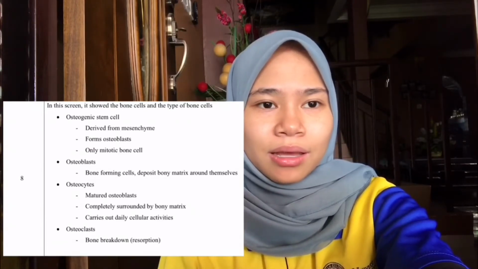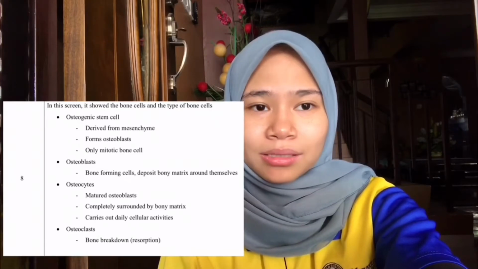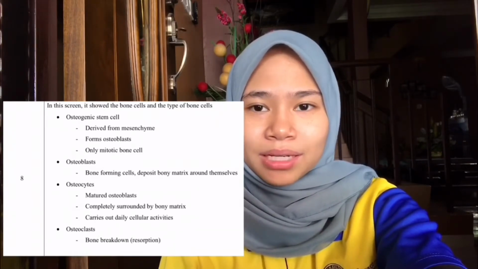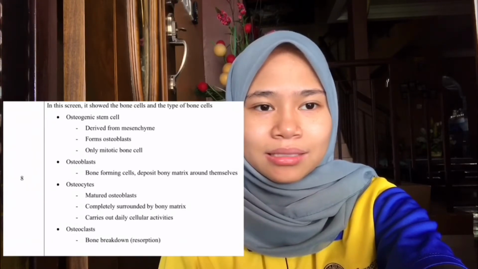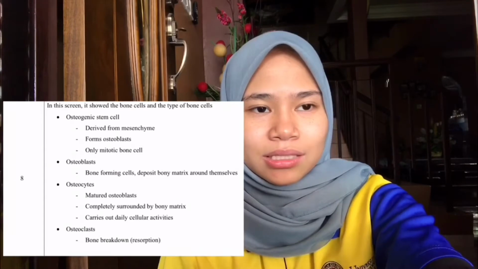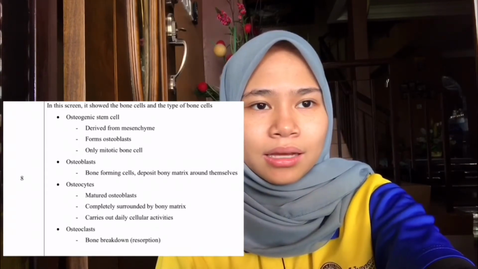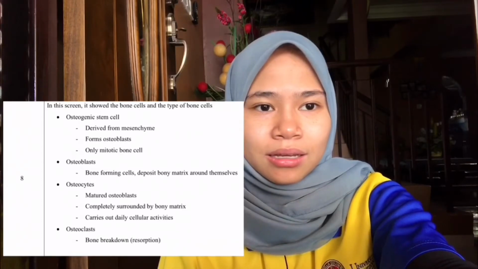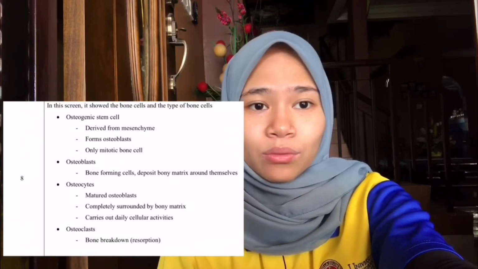Osteocytes are matured osteoblasts completely surrounded by bony matrix, and they carry out the daily cellular activities. And the last bone cell is the osteoclast. Its type is bone breakdown, resorption.